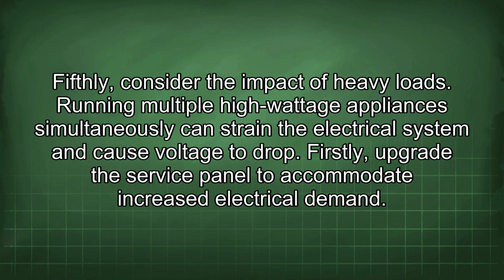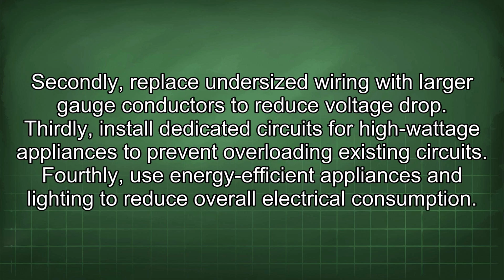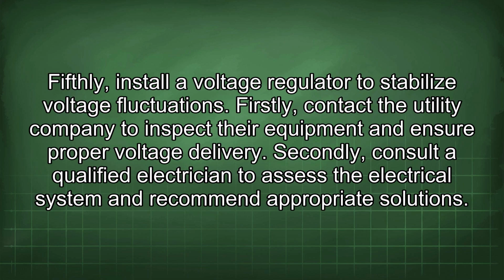Firstly, upgrade the service panel to accommodate increased electrical demand. Secondly, replace undersized wiring with larger gauge conductors to reduce voltage drop. Thirdly, install dedicated circuits for high-wattage appliances to prevent overloading existing circuits. Fourthly, use energy-efficient appliances and lighting to reduce overall electrical consumption. Fifthly, install a voltage regulator to stabilize voltage fluctuations.